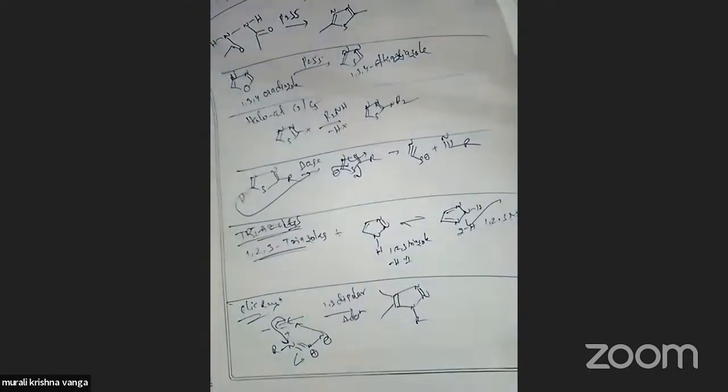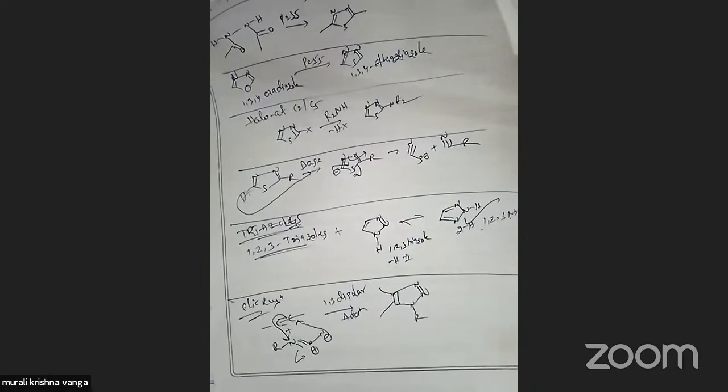This is the product: 1,2,3-triazoles are the major product. This is a very important click reaction. Recently, in 2022, three scientists were awarded the Nobel Prize for discovering this click reaction. It is carried out in the presence of copper sulfate pentahydrate and sodium ascorbate in DMF solvent.